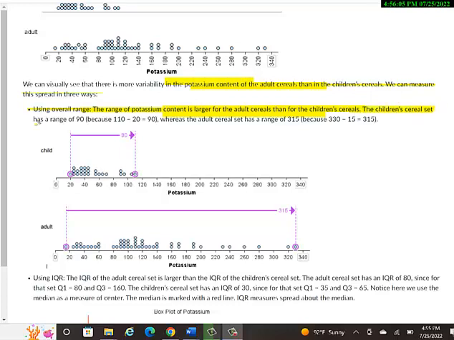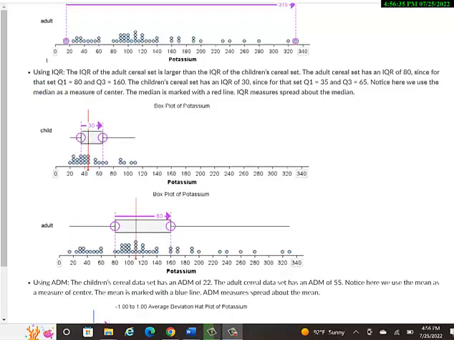The children's cereal set has a range of 90 because the highest value minus the lowest value, 110 minus 20, is 90. On the other hand, the adult cereal has a range of 315 because the highest value is 330, for those that want potassium in their cereal, minus 15, the lowest value, for those that don't really care about potassium in their cereal. Now we'll move on and look at a different way to measure it. That's a good way, I think, because anyone can understand it, even if they don't have much of a background in statistics.